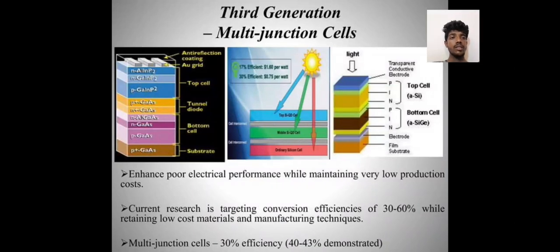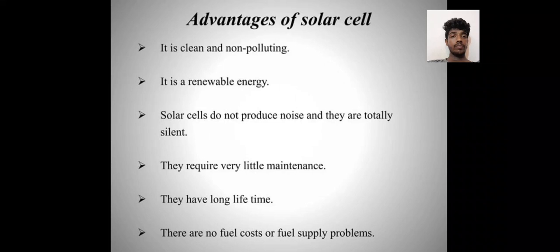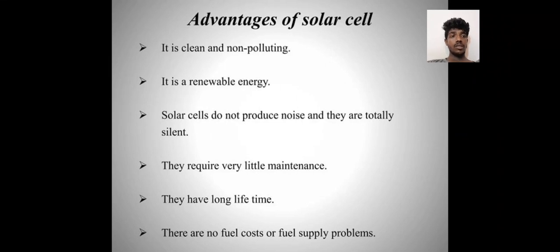The third generation multi-junction cells offer poor electrical performance while maintaining very low production cost. Current research on conversion efficiency is 30 to 60% while retaining the low cost of material and efficiency techniques. The multi-junction cells have 30% efficiency.